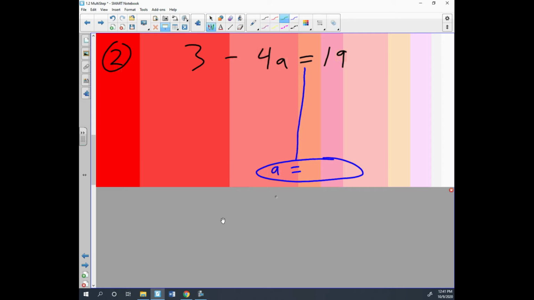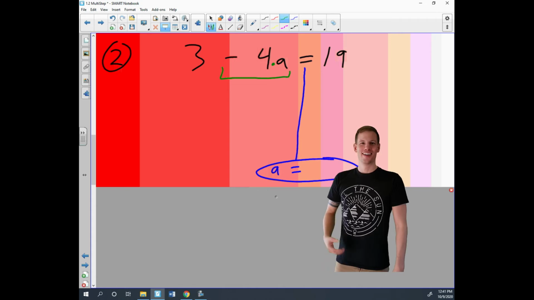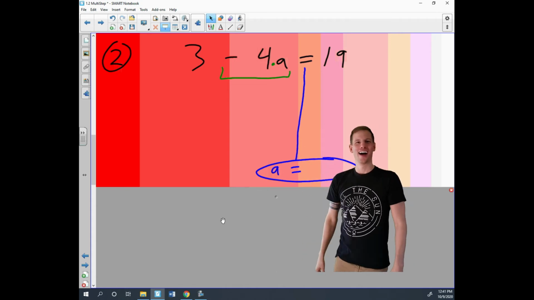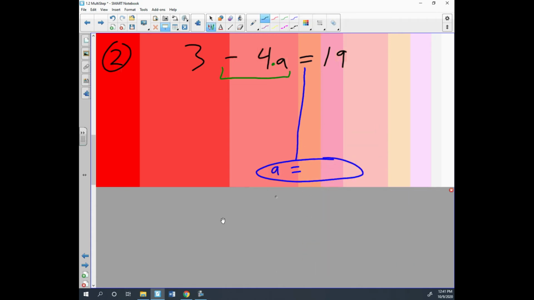And in this case, this negative 4 is attached to that A. Those ones are the multiplying. That's going to be my last step. So in order to get rid of the number first, I have to get rid of this plus 3. That's a plus 3, so I'm going to subtract it. That's the inverse of the 3. That's a 3 right there.